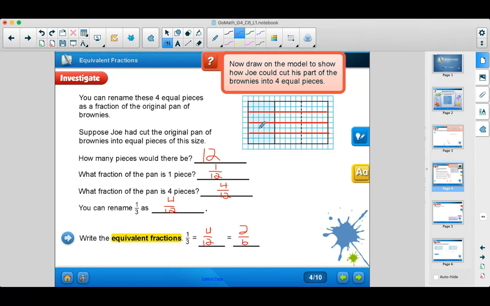So this one piece is either 1/3 when it's in 3 pieces, or 4 twelfths when it's broken up into 12 equal parts, but it's also equivalent to 2/6 when it was broken up into 6 equal parts. Okay, let's continue.